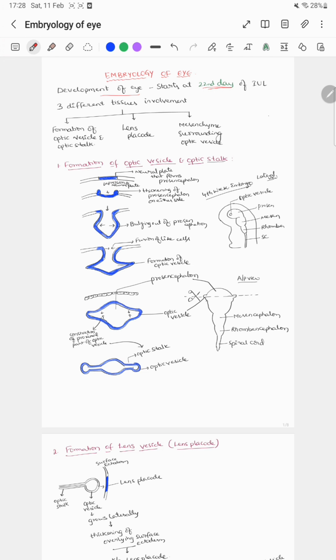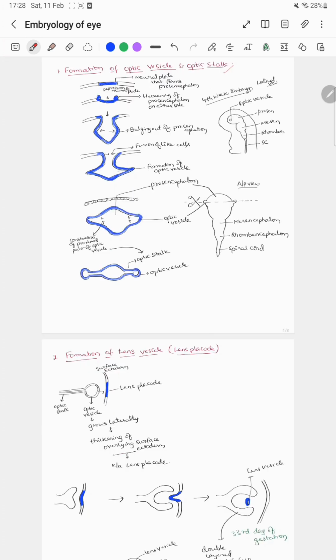Let's discuss formation of the optic vesicle and optic stalk. The optic vesicle and optic stalk develop from the neural plate, that is, from the prosencephalon. Depression of the neural plate occurs and there is thickening of the prosencephalon on either side, and bulging out of the prosencephalon on either side. Bulging results in formation of the optic sulcus. This optic sulcus bulges more and forms the optic vesicle. After that, fusion of light cells occurs and the optic vesicles get separated from the neural plate.